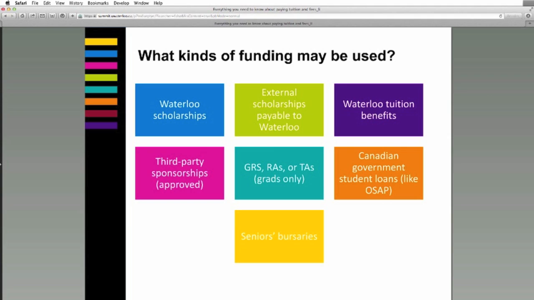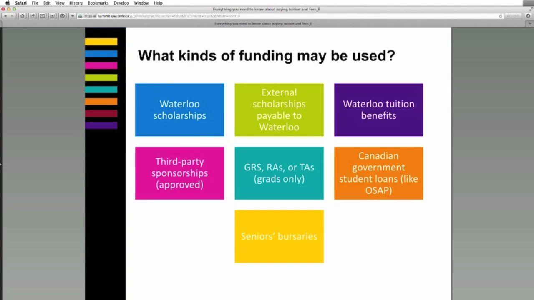Of course, OSAP, as I referred to earlier, other provincial student loans or student loans from the government there will not show up as anticipated aid, but you can still use them on a promissory note. And that's the key ingredient for this group, I would think. So there are instructions on the website on how to fill out the promissory note.